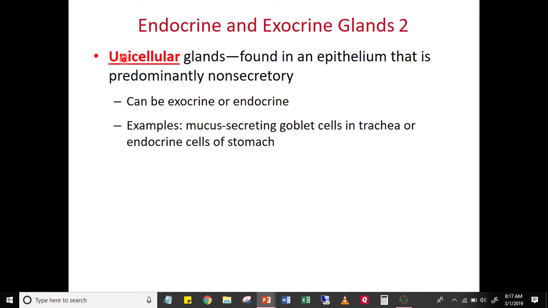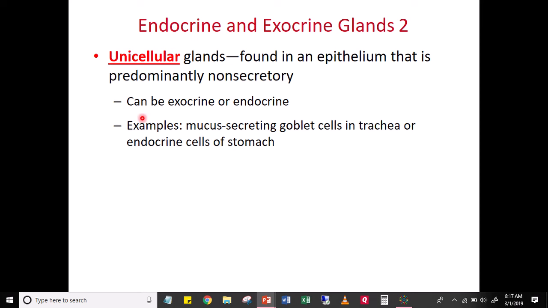Now, as we look at the glands in our bodies, we also have kind of the odd duck out, and these are going to be the unicellular glands. These unicellular glands are found in epithelium, and recall epithelium is typically used to make membranes or protective barriers, and they're non-secretory glands, generally speaking. So when we think of a goblet cell within the pseudostratified columnar epithelium of the trachea, that goblet cell is a gland that makes mucus, but it's one cell, it's a unicellular gland.